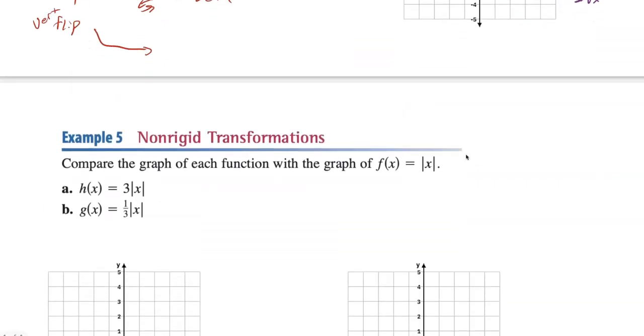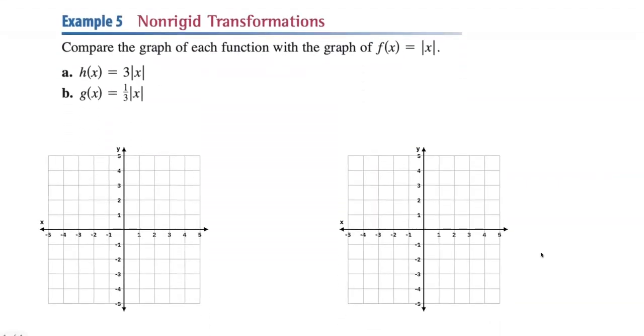Now let's look at non-rigid transformations, which are just dilations. All we're going to do is make our graphs bigger and smaller. The general rule is right here. If y equals a f of x, that's on the outside, so it's going to affect the y values. The general rule is if a is bigger than 1, we call it a stretch. We're going to make it bigger. If a is less than 1, it's a shrink. We're going to make it smaller.